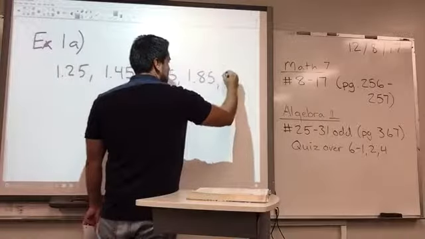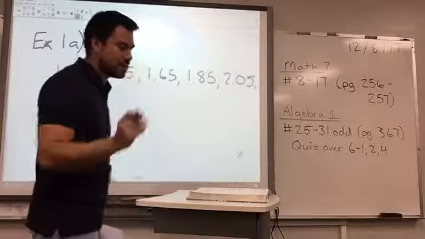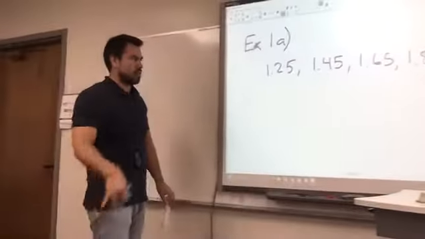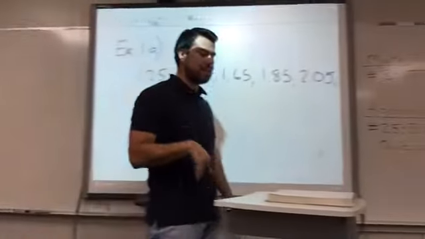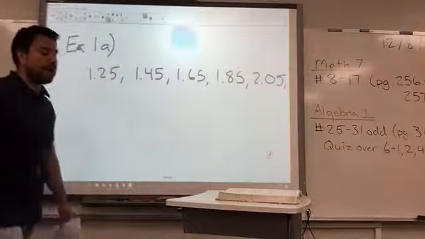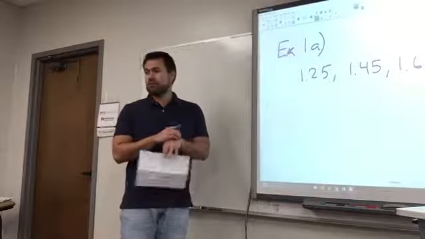1.85 and 2.05. Or they don't even give us a... They should have given us a... but that's okay. Actually, no, they should give us a... because they said give me the next 3 terms. But they first want me to state whether this is an arithmetic sequence or not.